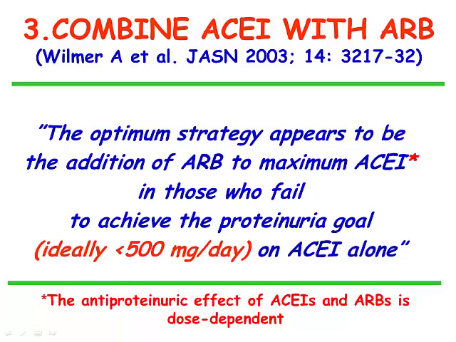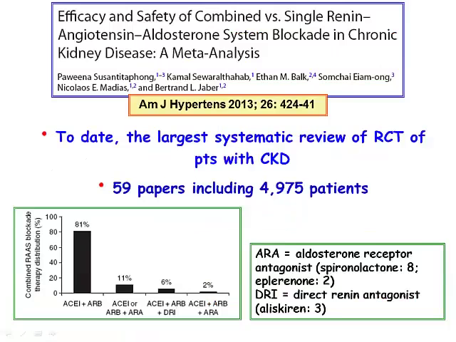The optimum strategy for this group appears to be the addition of ARB to maximum ACE inhibitors in those who fail to achieve the proteinuria goal, which ideally, also for guidelines, is below 500 milligrams per day on ACE inhibitor alone. And we must remember that the antiproteinuric effect of ACE inhibitors and ARB is dose dependent. The efficacy and the advantages and disadvantages of combined therapy have been reviewed by several meta-analyses, the last of which has been published just recently in the American Journal of Hypertension by this group.